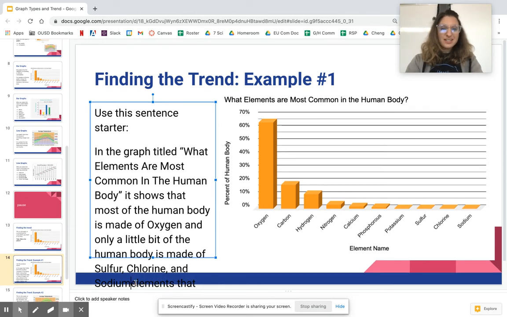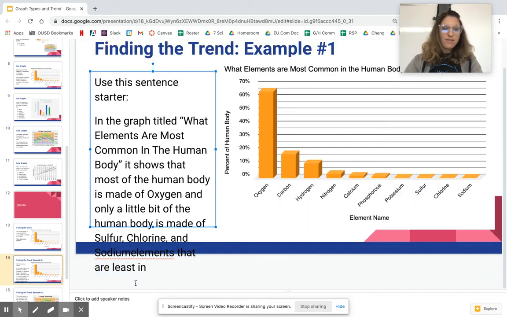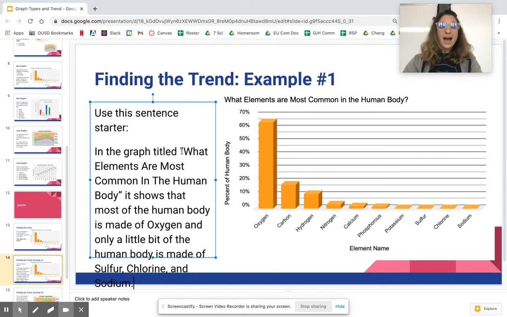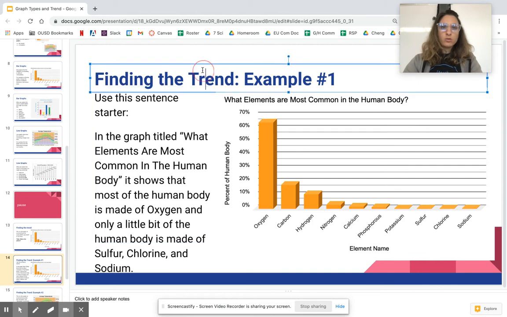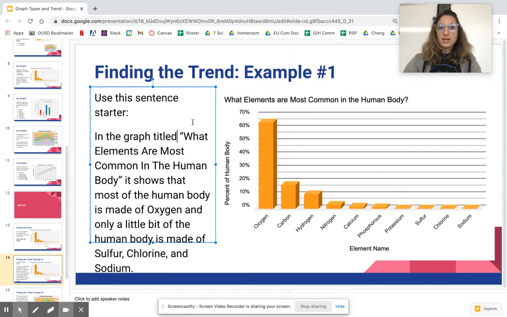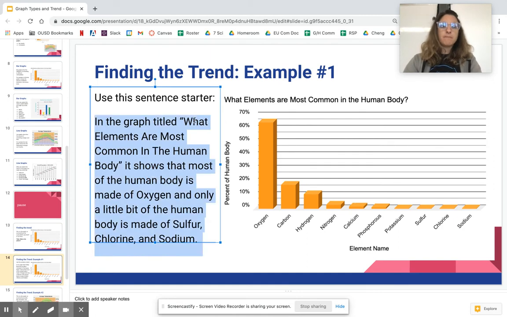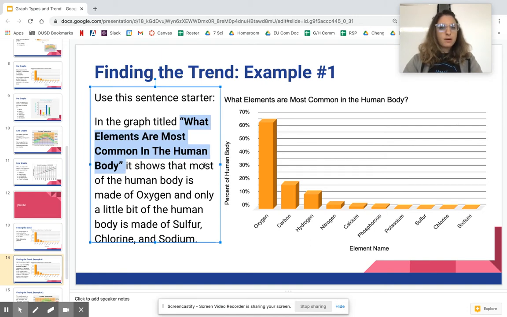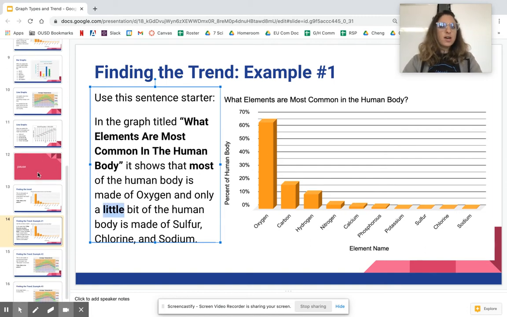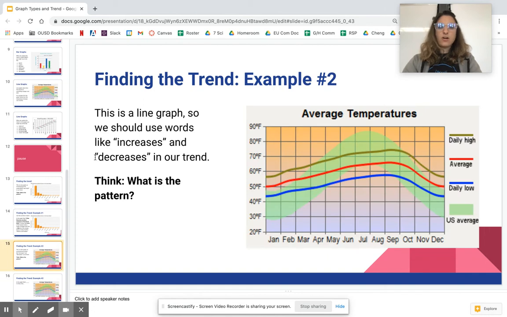So what I just did is actually really important. You might be thinking like, wow, that's the teacher, she shouldn't make a mistake. It's really important that you go back and read what you wrote after you write it to make sure it makes sense, because sometimes it doesn't, and that's okay. I actually do that all the time, and you just saw me doing it. So to summarize this graph, we started with the title. And then since this is a bar graph, we use words like most and least or little when we were talking about the trend. Let's try that again with a line graph.